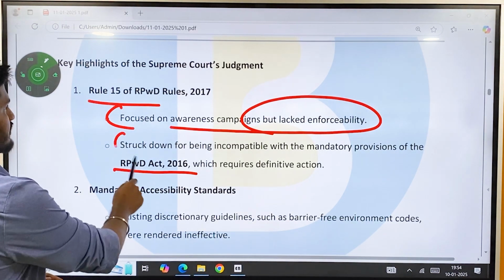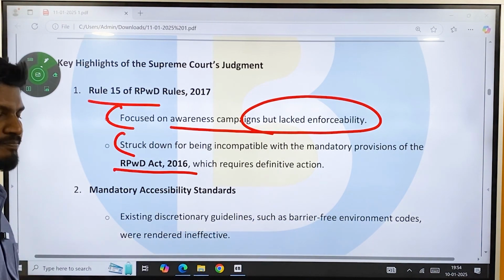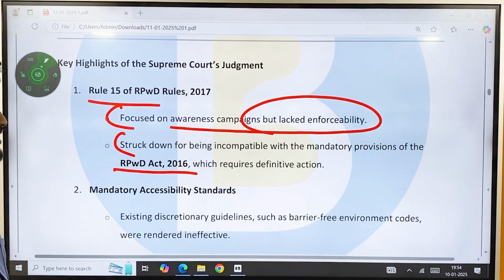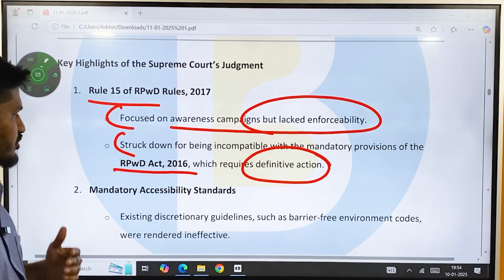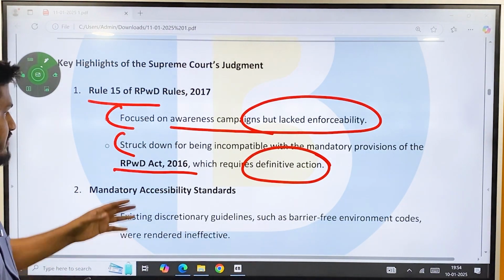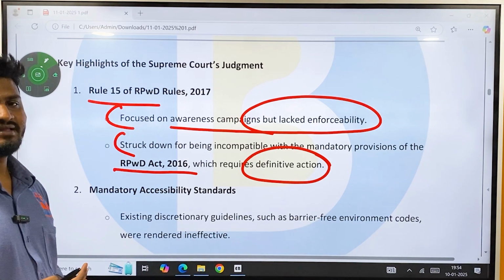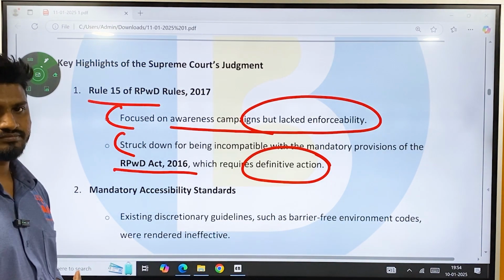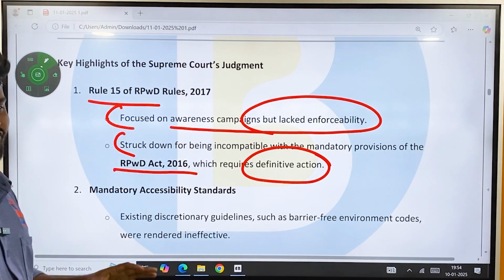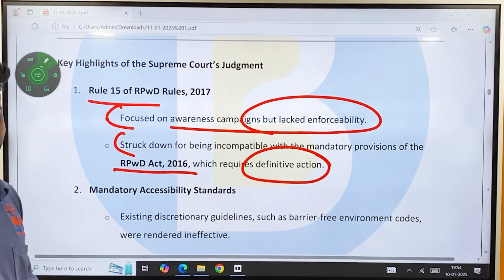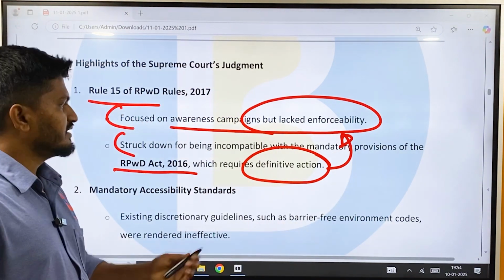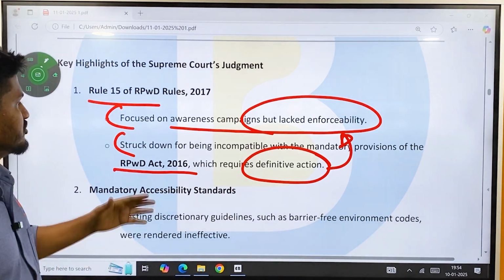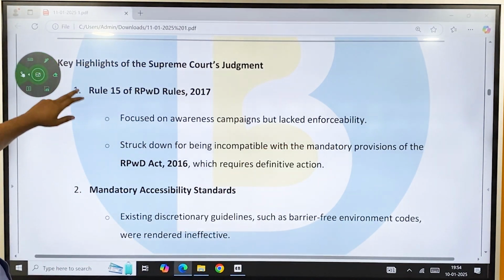How? It was struck down for being incompatible with the mandatory provisions of the RPWD Act 2016, which requires definitive action. In order to improve the conditions of persons with disabilities, the Act formulated that there needs to be definitive action. Whereas this rule focused only on awareness campaigns but lacked enforceability. Since it lacks enforceability, it is not a definitive action. As a result, the Supreme Court struck down this rule.